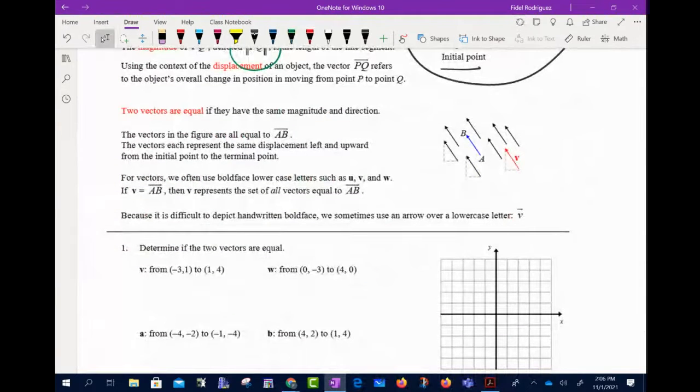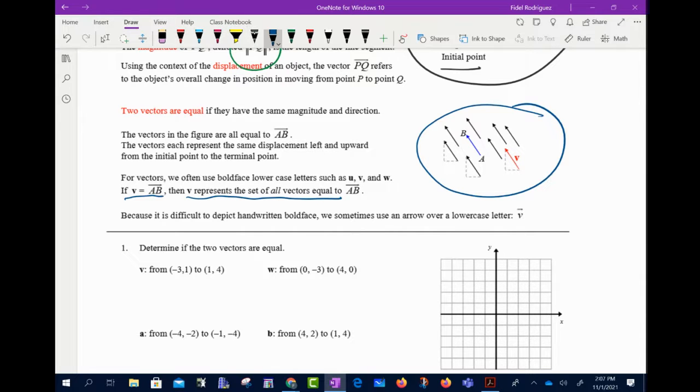So it says two vectors are equal if they have the same magnitude, meaning they have the same length, and they have the same direction. Here it says the vectors in the figure are all equal to the vector AB. If you notice over here, y'all, all these vectors are equal to the vector AB because they have the same length and they're all going in the same direction. For vectors, we often use boldface lowercase letters such as u, v, w. And if v is equal to the vector AB, then v represents the set of all vectors equal to AB.